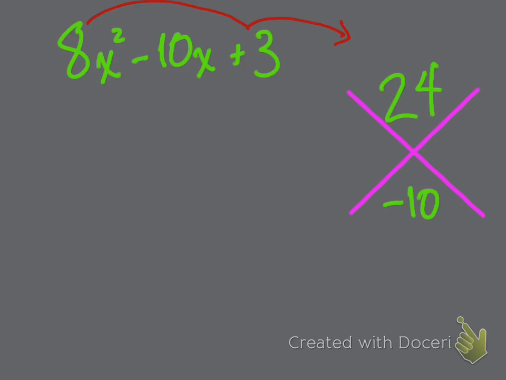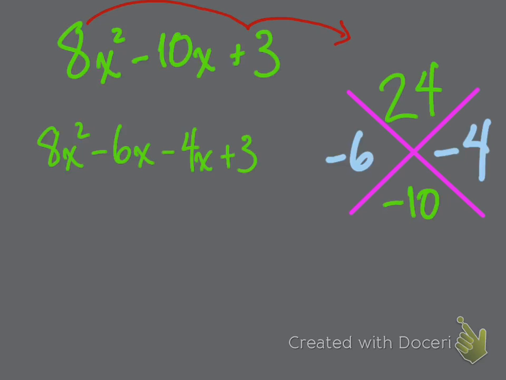Two numbers that multiply to 24 but add up to negative 10. Yes, I believe that'll be a negative 6 and a negative 4. So now we rewrite the quadratic using those numbers in place of our original middle term. So 8x squared minus 6x minus 4x plus 3. So you can see the minus 6x and the minus 4x replace the negative 10x. All right? So now we can use the factor by grouping.